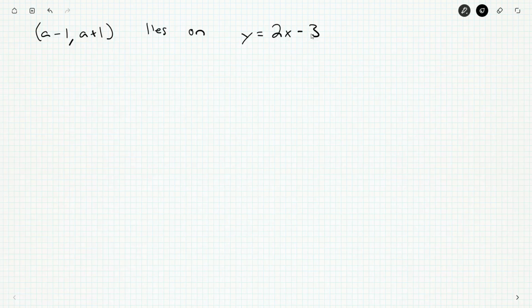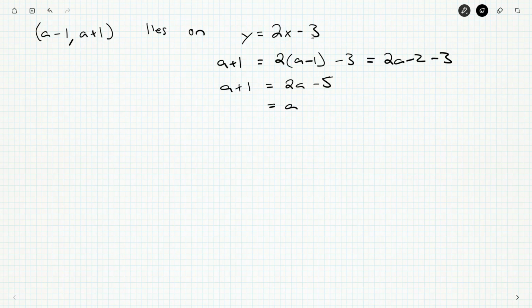That's okay. But that means our y value, a plus 1, should be 2 times our x value, a minus 1, minus 3. And so we can expand this out. 2a minus 2 minus 3. We'll get a plus 1 is 2a minus 5. And we can rearrange. I'll bring this a over, so it'll be a here. And 6 on this side. So a is going to be 6.